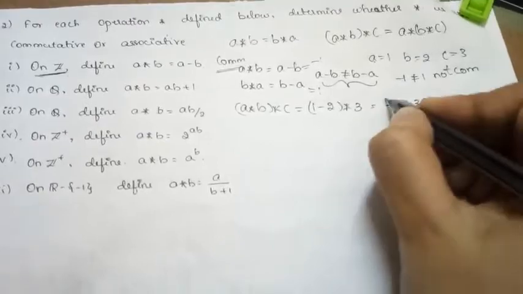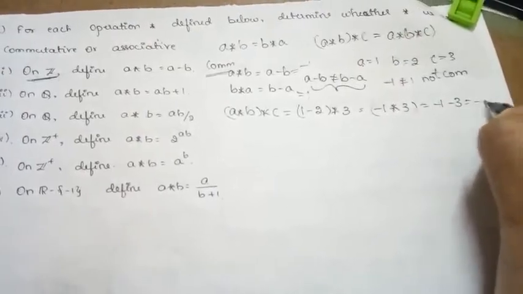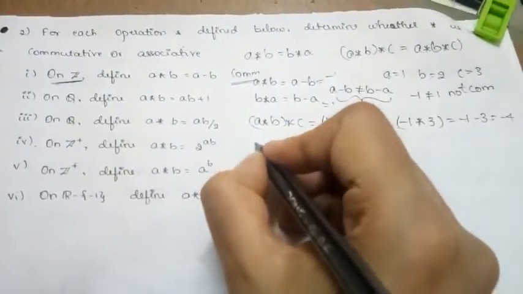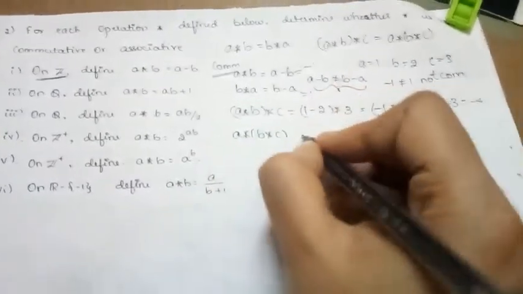-1 star 3, what does it imply according to the definition? -1 -3, it is nothing but -4. This is our LHS. What about our RHS? A star, B star, C.